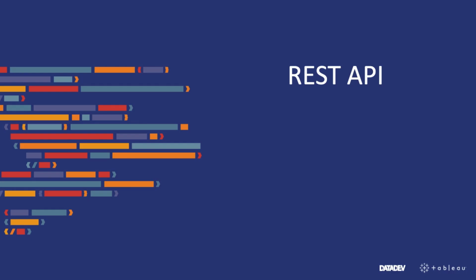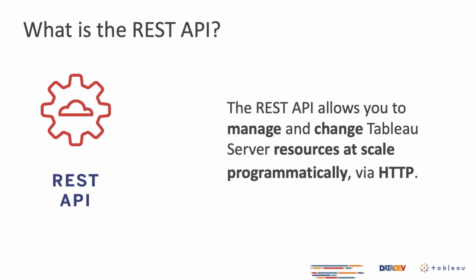Now let's talk about the REST API. You might also be familiar with the REST API if you watched a previous session on automation and integration. We talked about the REST API and webhooks. But let's talk about the REST API in the context of embedding. So what can the Tableau REST API do? Manage Tableau content and users at scale, programmatically via HTTP.